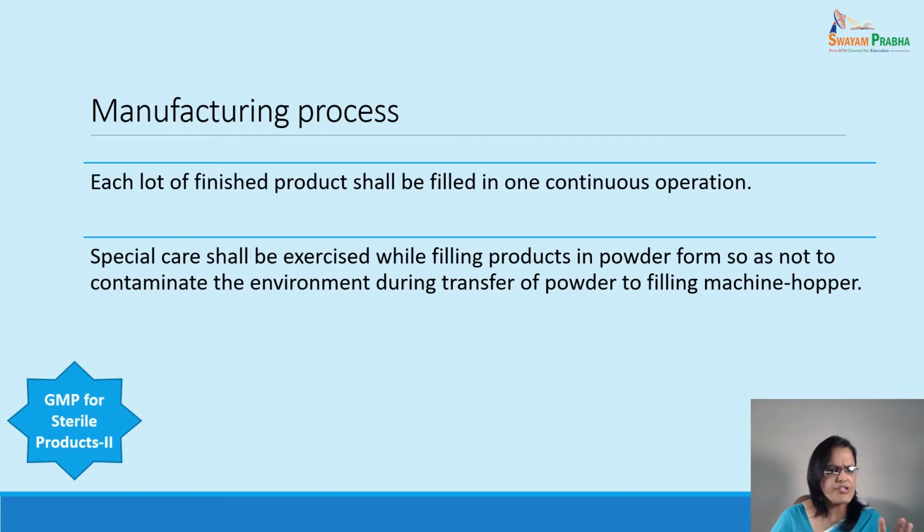Okay. Special care shall be exercised while filling the product, because at each step, this is very important: preparation, filling, storage, sealing, and final packaging. At any point, the product may get contaminated. So this is important. For powder form, special care should be taken when we are filling the powder, so as not to contaminate the environment during transfer of powder to the filling machine hopper.